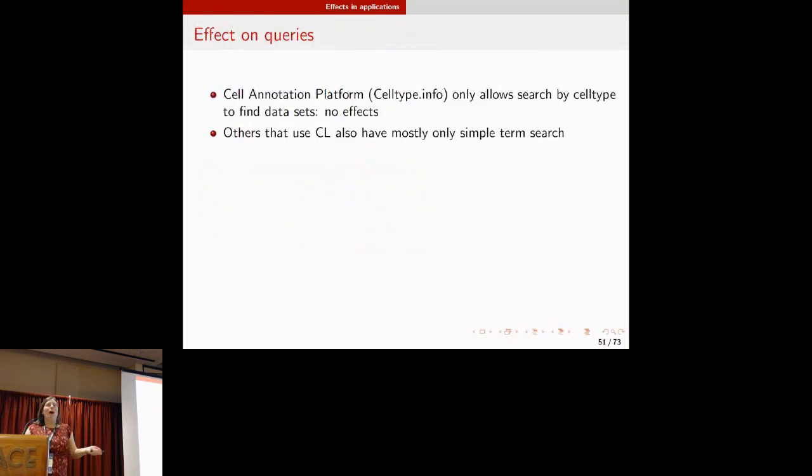So I was then thinking, okay, how is it going to have an effect on how they are using the cell ontology? In the paper from 21 that I just cited, there is a list of 10 applications that they use. I was hoping to find something. The sad thing, however, is that those applications only use term search. So you have all of this detailed information in your cell ontology, and it is not used in the applications.